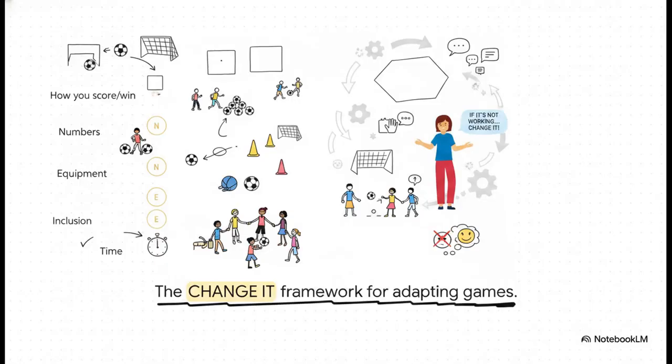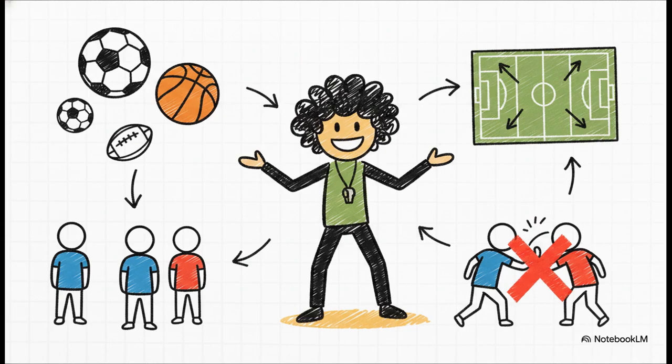But what happens when an activity just isn't clicking for the students? Maybe they're frustrated or just not having fun. That is exactly where the Change It framework comes in. It's essentially a toolkit for coaches to adapt game elements on the fly to maximize inclusion and keep everyone participating. Because let's face it, if they aren't having fun, the learning stops. It's all about adaptability. Each letter in the Change It acronym stands for a lever the coach can pull.